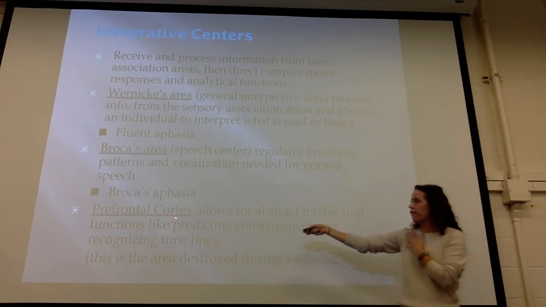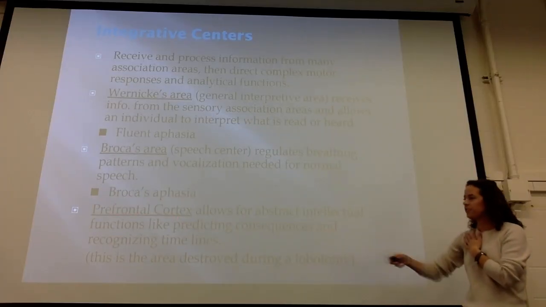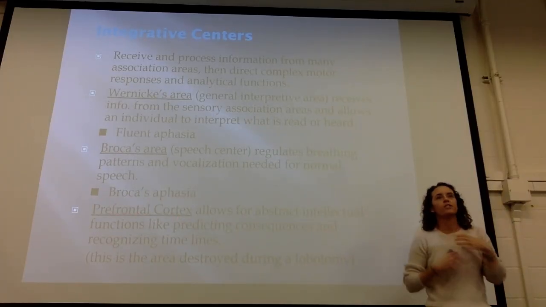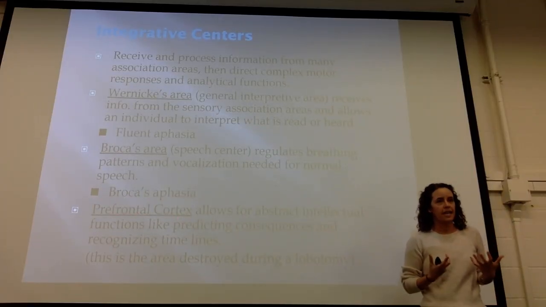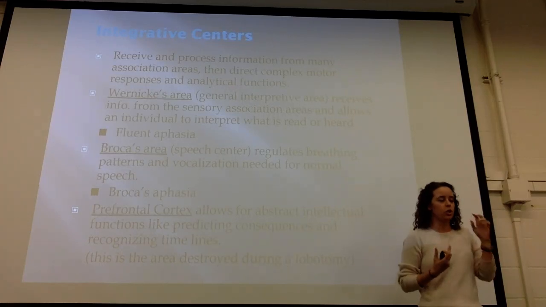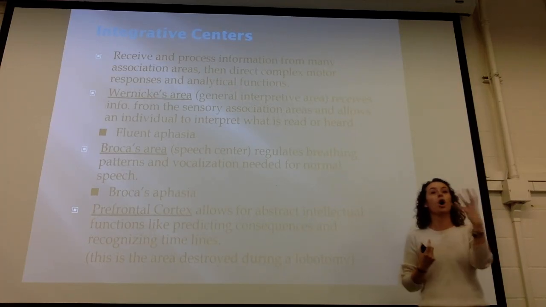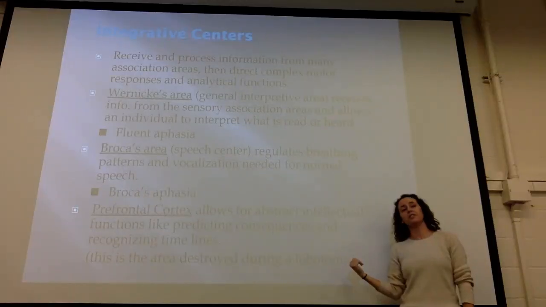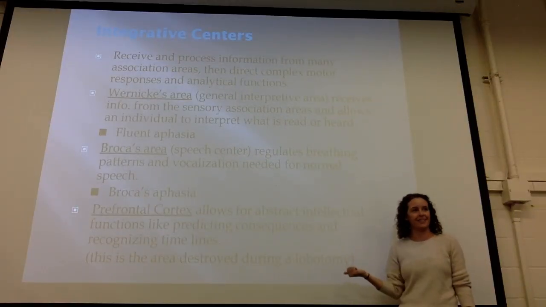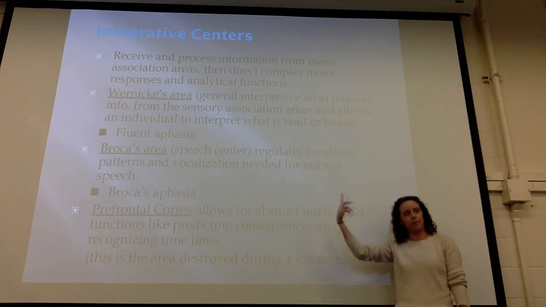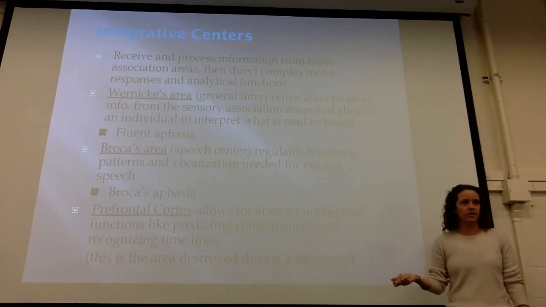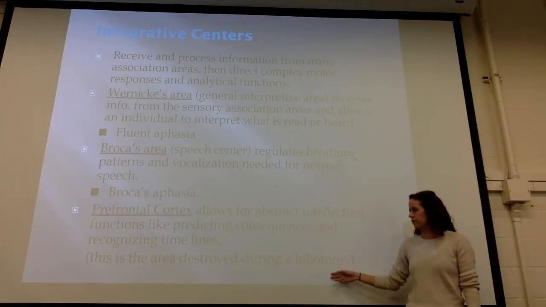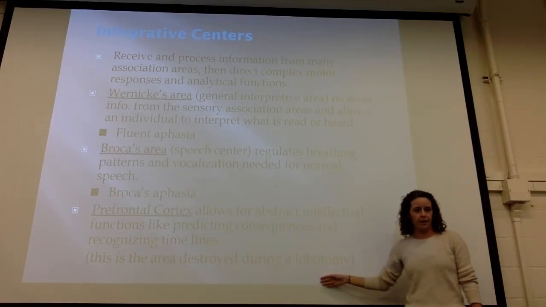And then we have the prefrontal cortex. This allows us abstract thinking. This is what allows us to predict consequences, like, gosh, this is a whole bunch of information. If I don't study this, probably not going to do that well on the exam. It allows for predicting consequences. This is the area that's removed in a lobotomy.